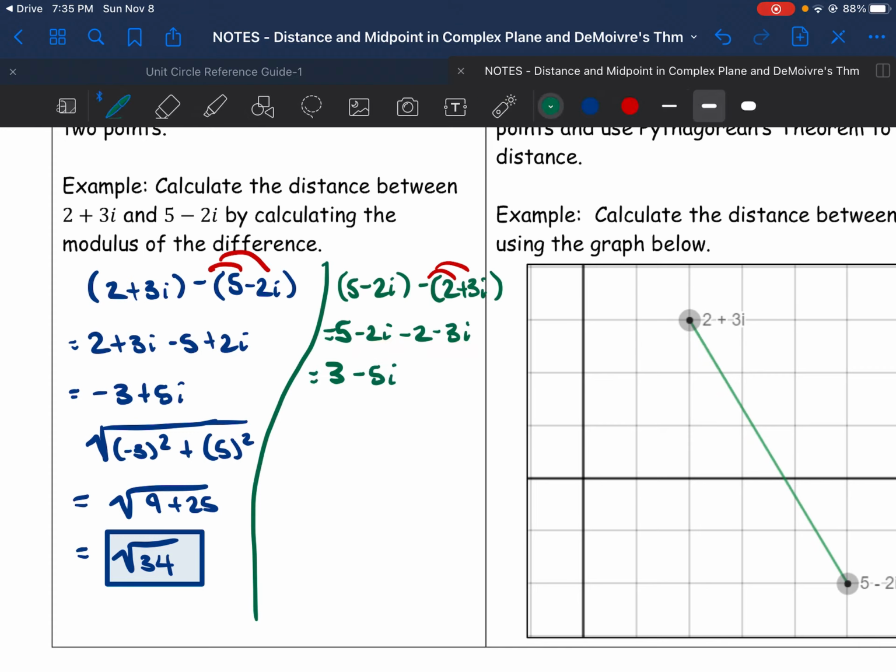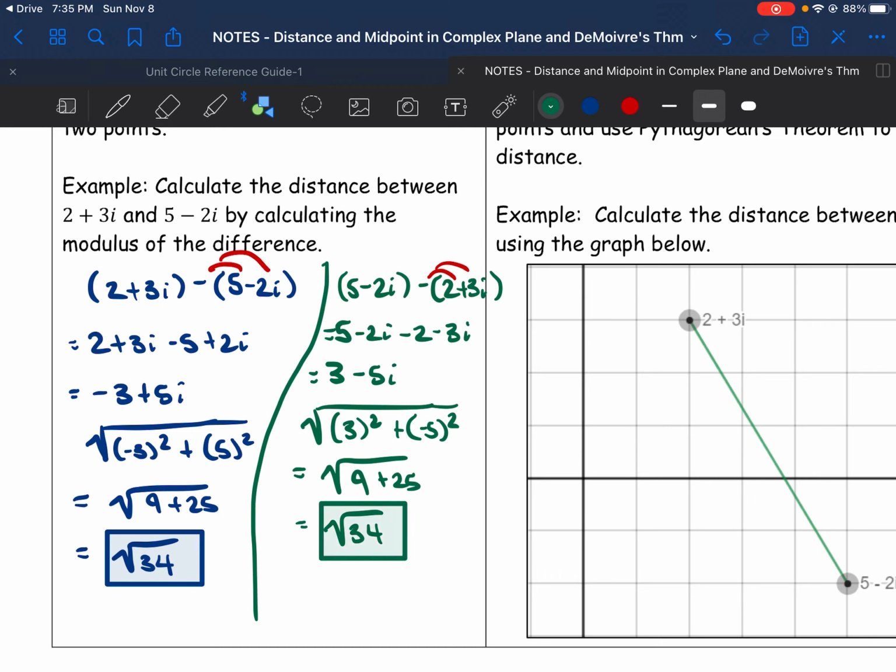And then now let's find the modulus of this difference. That would be the square root of 3 squared, because 3 is the real part, plus negative 5 squared, because negative 5 is the imaginary part. This would give us 9, this would give us 25, and we can once again see that we're going to get the square root of 34. Okay, so that's how we can algebraically calculate the distance between two complex numbers.